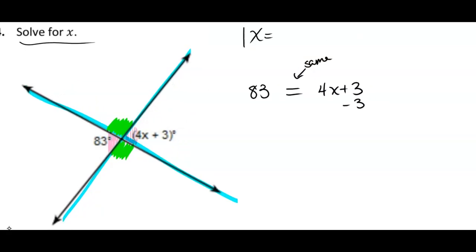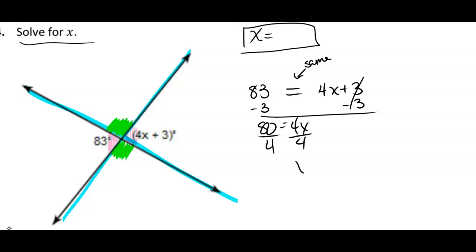So let's go ahead and solve for x, because notice the question is asking us to solve for x. So we forgot to put our answer box. So subtract 3, we get 80 is equal to 4x, divided by 4, and x is equal to 20. Now we go back to our answer box, and that is what they're asking us for, so we can stop right there.